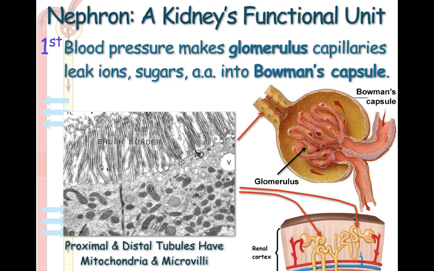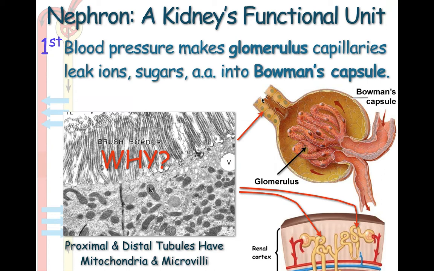Just proximal to the Bowman's capsule and glomerulus right here is something called the proximal tubule. Proximal tubule means the tubule that is closest to the Bowman's capsule. And if you look at the epithelial cells that line that proximal tubule, you'll see that they have a brushy border. That is, they are covered in little microvilli, and you've seen that somewhere before. Where have you seen that? Yeah, if you answered the intestine, you're right.